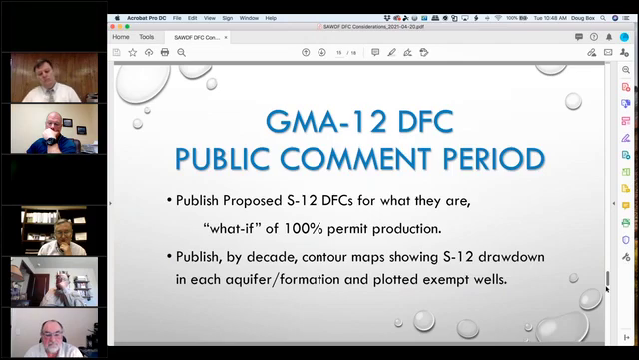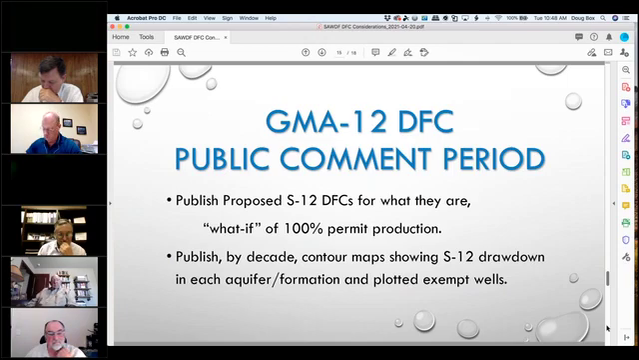Like I showed you with Lost Pines, they're going to go from 62 feet in the Carrizo to 73 feet in the Carrizo, using best available science. But you're not ready to double the drawdown in the desired future conditions. You've got to go to public comment period. I understand that. So when you publish for the public in May for the 90-day comment period, my suggestion is you publish the S3 DFCs and tell them for what they are. Tell them this is accommodating 100% production by permitted holders.